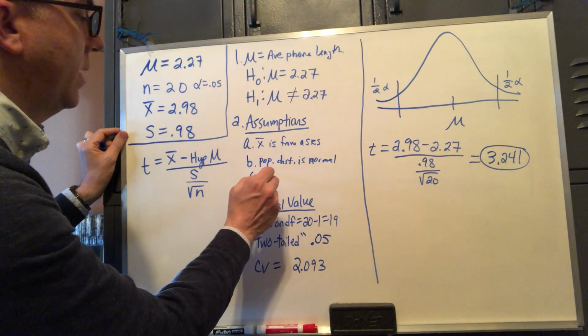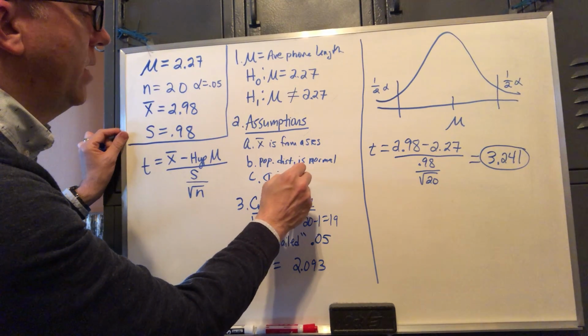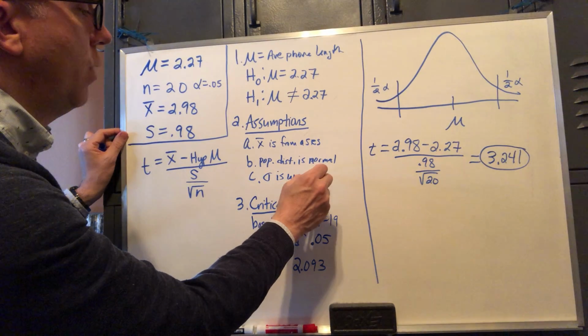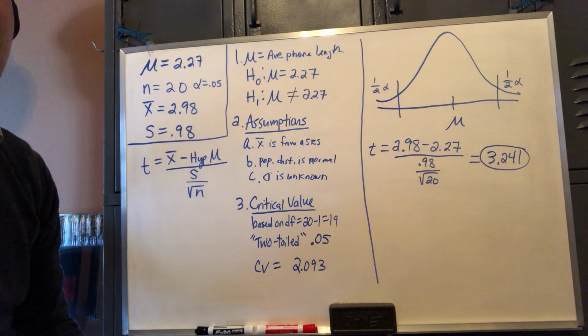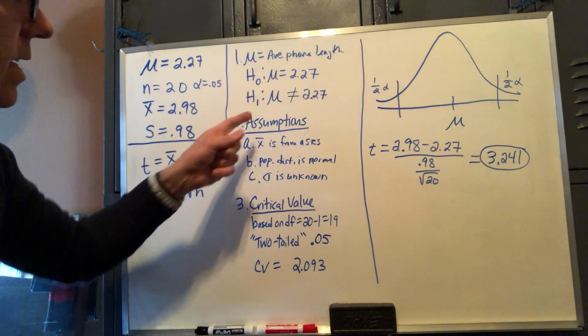And our third assumption is that sigma is unknown. And that's why we use a t-test. When we know sigma, we use a z-test. When we don't know sigma, we use a t-test. So we're going to use a t-test.